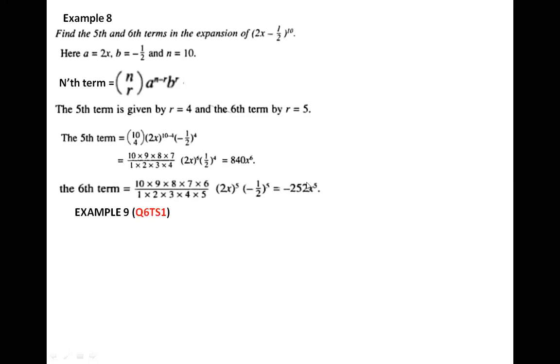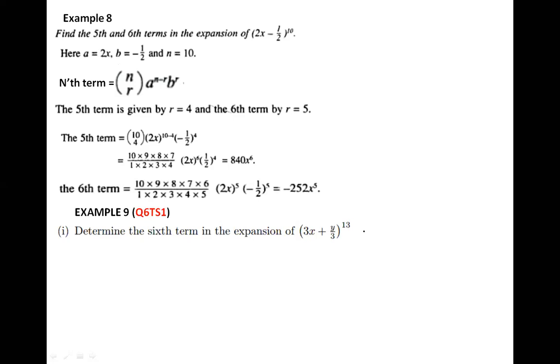We proceed. So this is question 6 now, tutorial sheet 1. We are saying determine the sixth term in the expansion of 3x plus y over 3. So this one is very much straightforward. It's just the same way we did the first part here. So finding the sixth term, you first find your R.